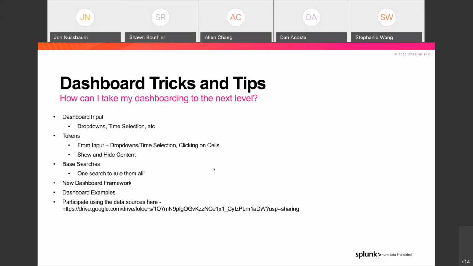We'll touch on tokens. So from the different input selections, we'll be passing tokens down to some of the underlying panels that will drive different search results. And then we'll do things like showing and hiding content based on different field selections, so ways that we can drive different dynamic dashboard content, if you will.